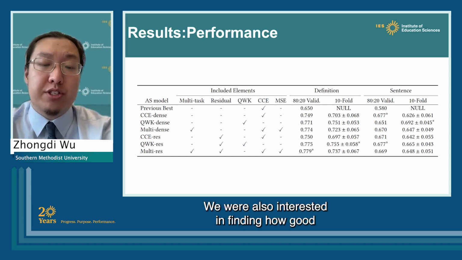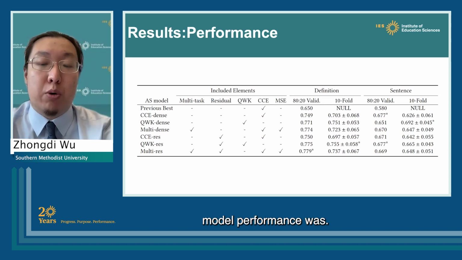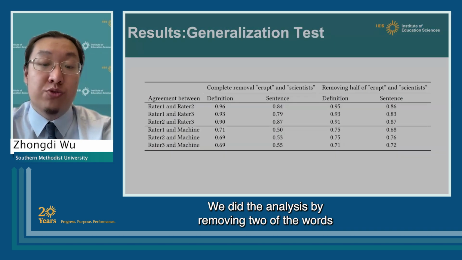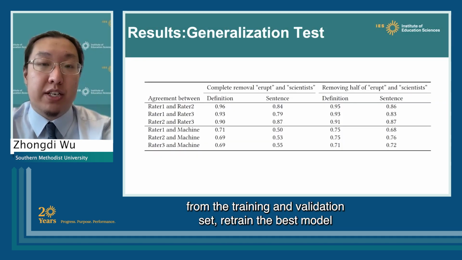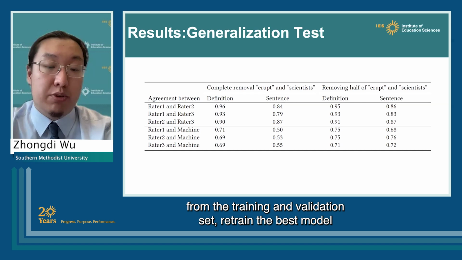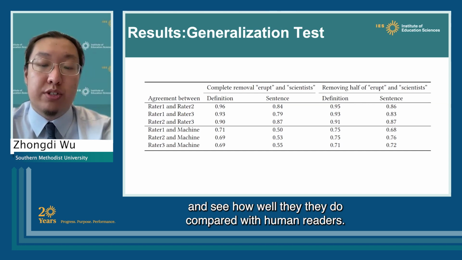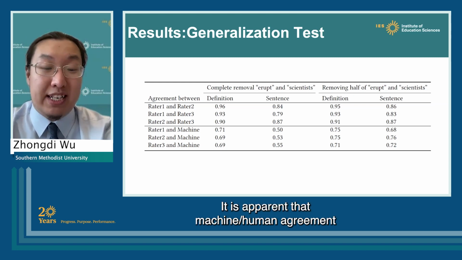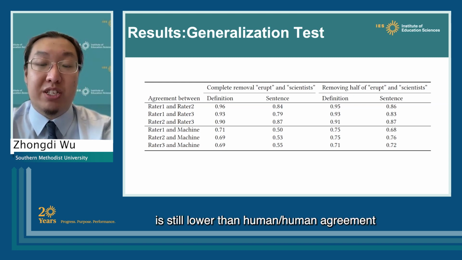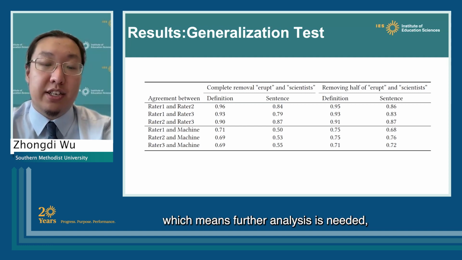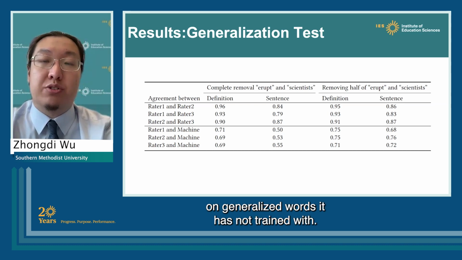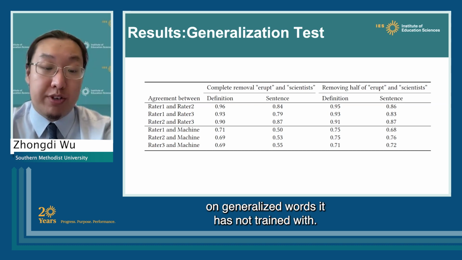We were also interested in finding how good the model performs on words it has never seen. We did that analysis by removing 2 of the words from the training and validation set, retraining the best model, and seeing how well they do compared with human readers. Here is the result. It is apparent that machine-human agreement is still lower than human-human agreement, which means further analysis is needed, but the model does have a not bad performance in generalizing to words it has not trained with.